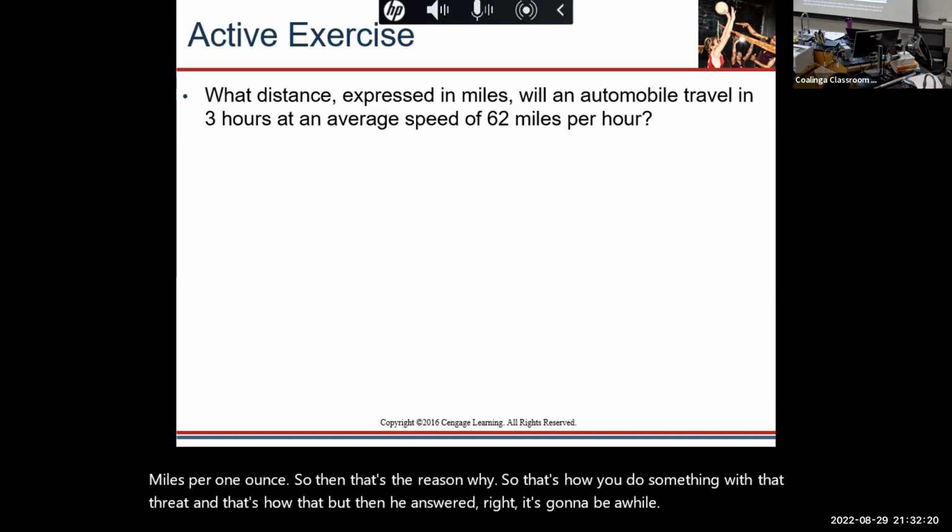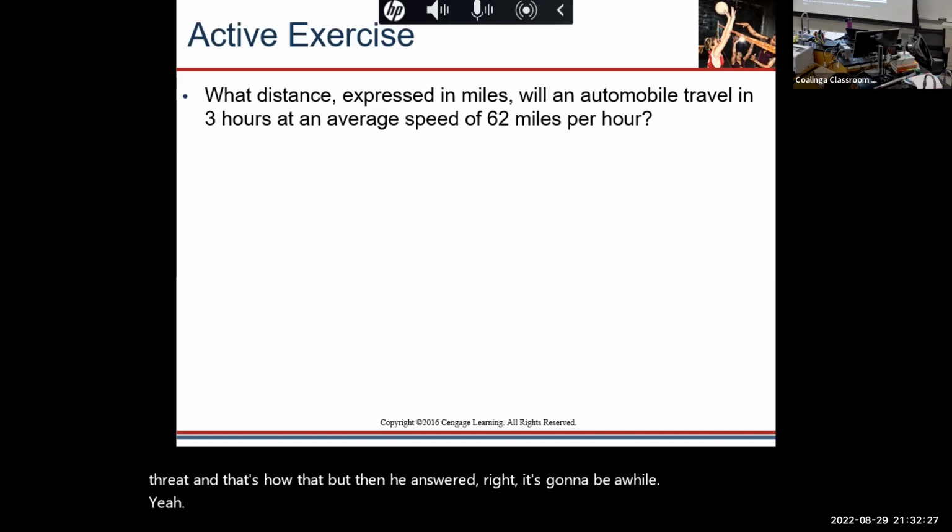Are you guys from Texas? Have you ever been? But you got to put the units in, and the units are going to let you get there. Okay, so for instance. Go ahead, Nancy.